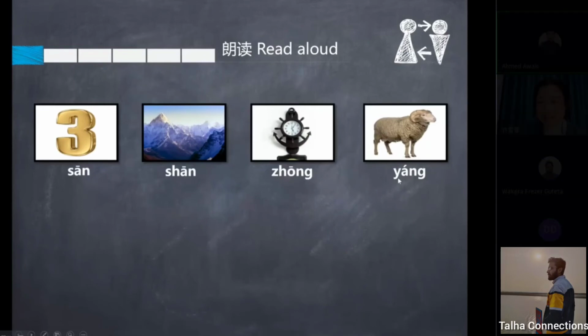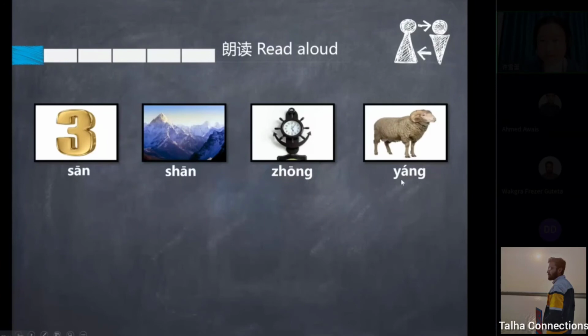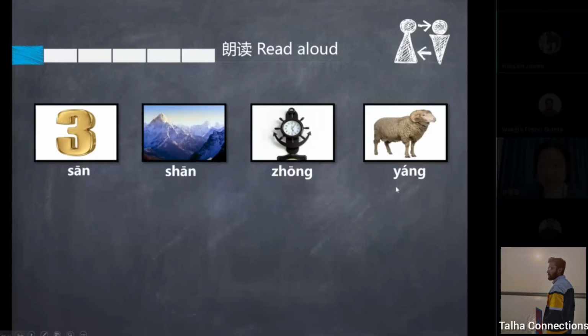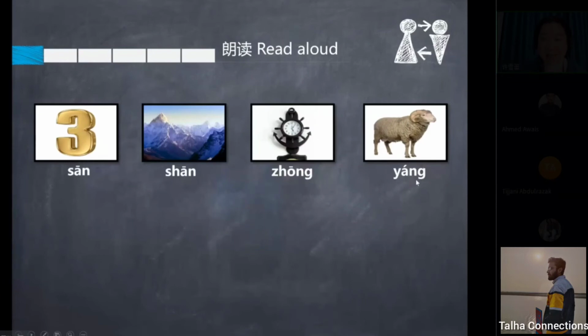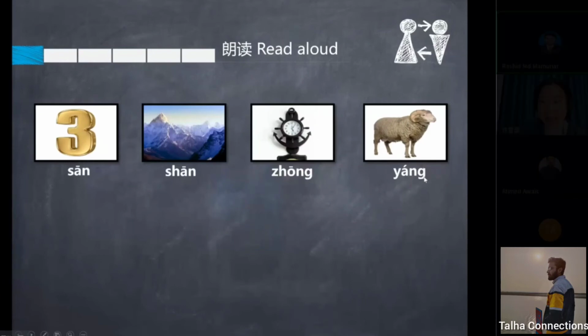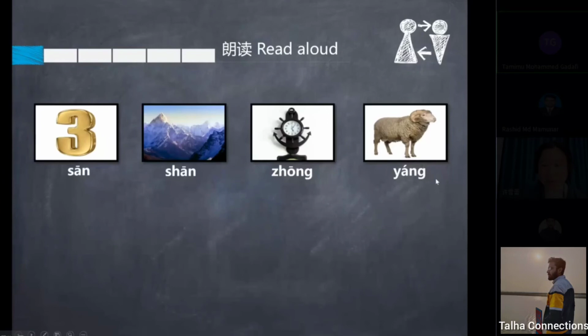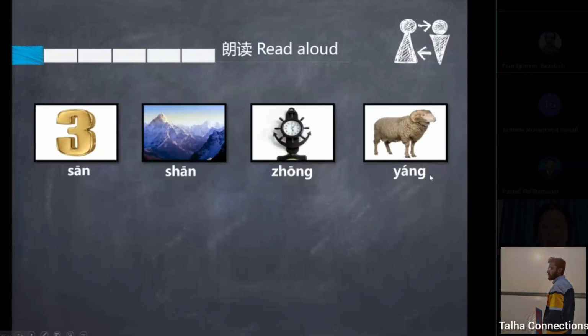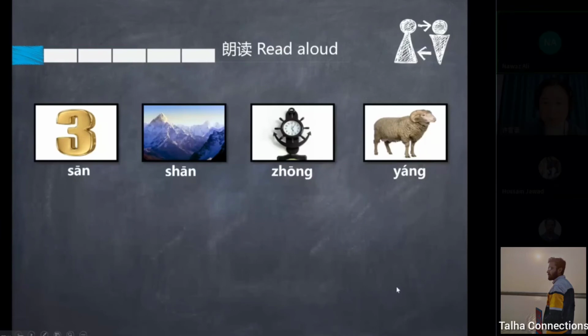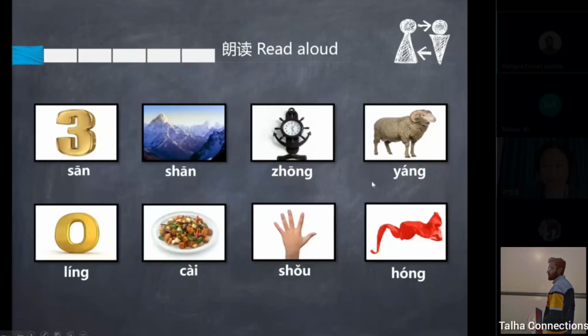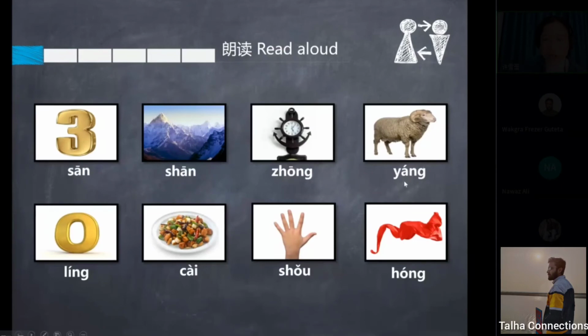Please read this one. Try reading it. Yáng. The initial y, ang, yáng. Good. Yáng is sheep or goat. Yang or sheep, both are yáng. Next one.